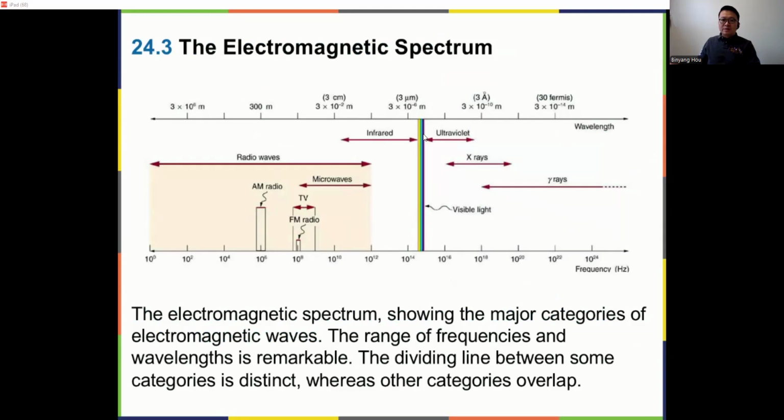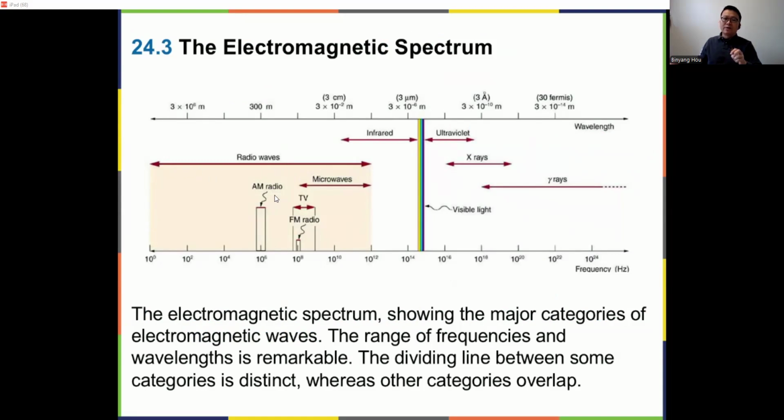You guys probably have seen this electromagnetic wave spectrum somewhere. So an EMF wave could have very long wavelengths, or it could have very short wavelengths. Depending on their wavelengths, they can be categorized as different waves.